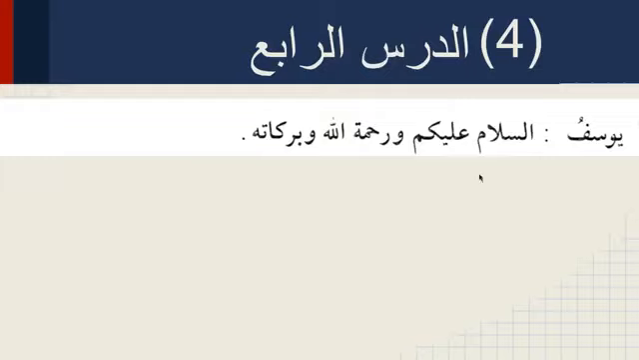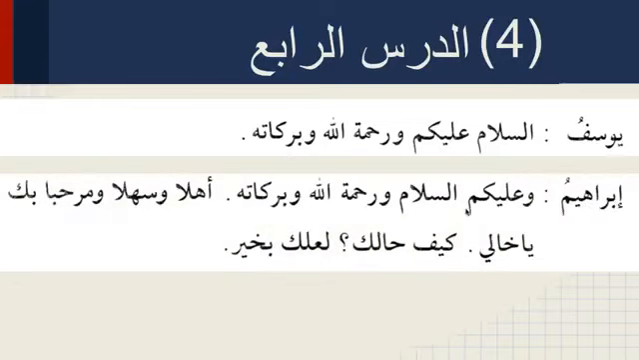Yusuf is telling Ibrahim, Assalamu alaikum wa rahmatullahi wa barakatuhu. Ibrahim replies back, Wa alaikum assalam wa rahmatullahi wa barakatuhu. Ahlan wa sahlan wa marhaban. We're going to do this later on. But Ahlan wa sahlan wa marhaban bika basically means I welcome you. Ya khali. Look here: what do we have? Ya is harf nida, and khali is a munada. That means khalu.